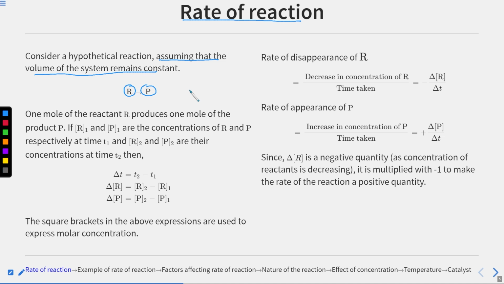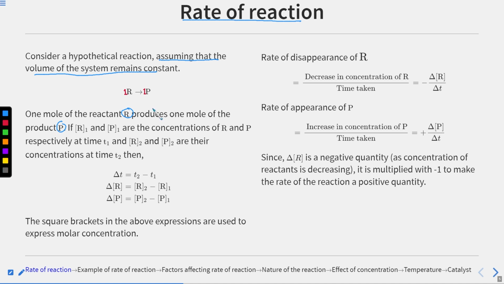So what we are doing is keeping the volume of the system constant. Now we will assume that 1 mole of reactant R produces 1 mole of the product P. This should be clear. Nothing is written before the reactant and product, so it will be assumed as 1 mole. This stoichiometric equation says that we are reacting 1 mole of the reactant and getting 1 mole of the product. So it is a kind of 1 molar reaction.